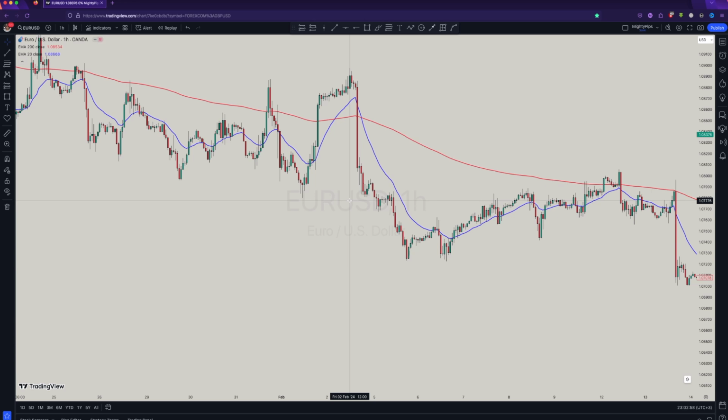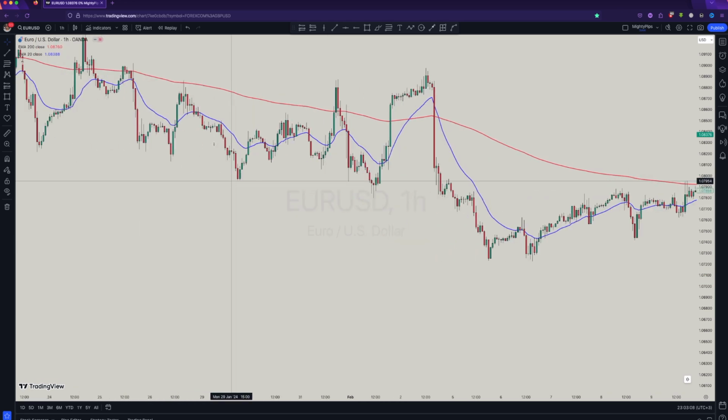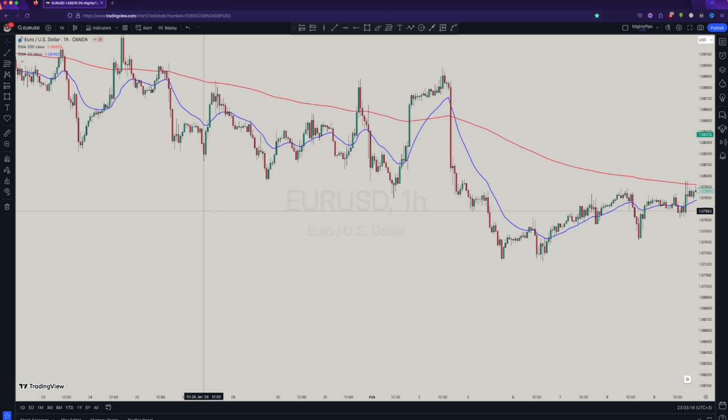This confirmation is going to help you avoid false signals when it comes to moving averages. It's going to help you a lot. So what you do is when you see the blue, the 20 period moving average, below the red one, which is the 200 period moving average, you are only looking for sells.